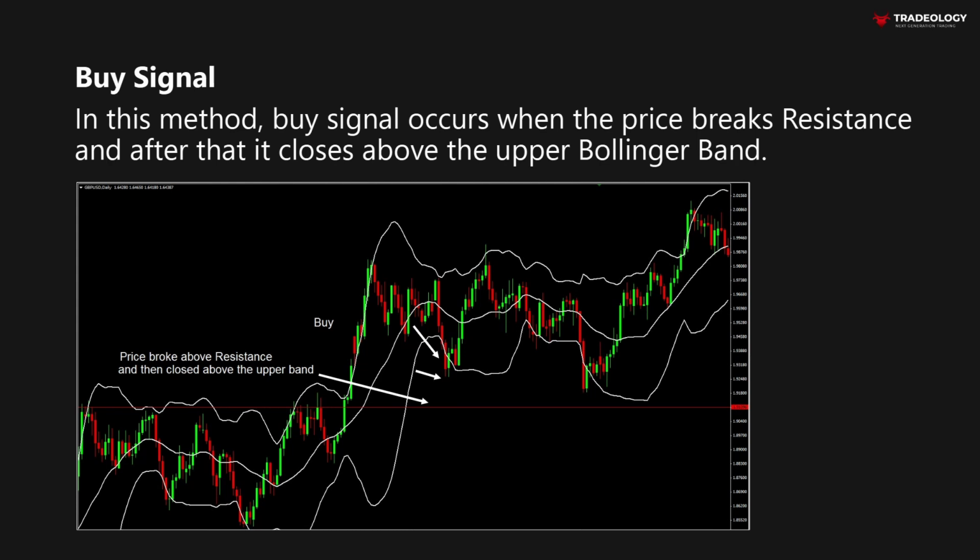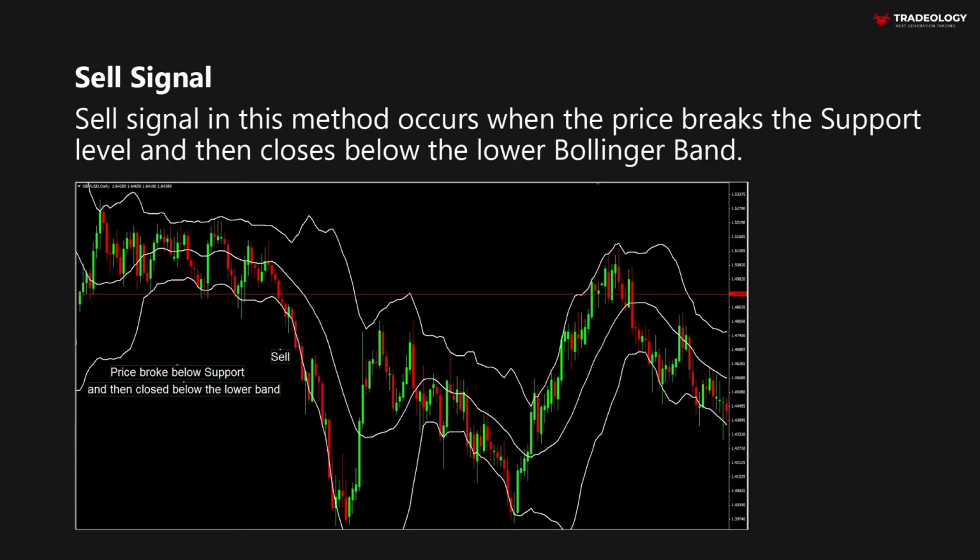So let's have a look at an image here for a buy signal. In this method, the buy signal occurs when the price breaks resistance and after that it closes above the upper Bollinger Band. As we can see clearly in the image, price broke above the resistance and then closed above the upper band. We would then have a signal for a buy trade.